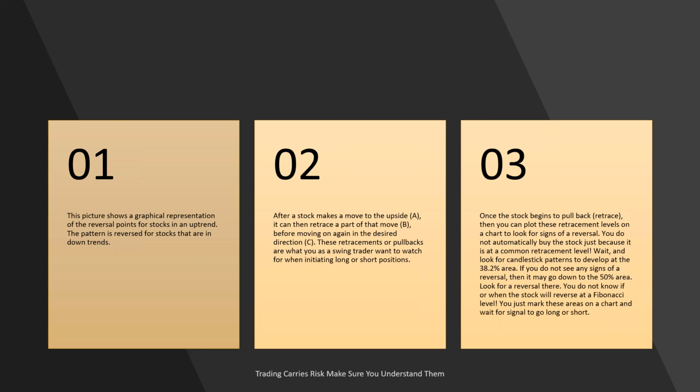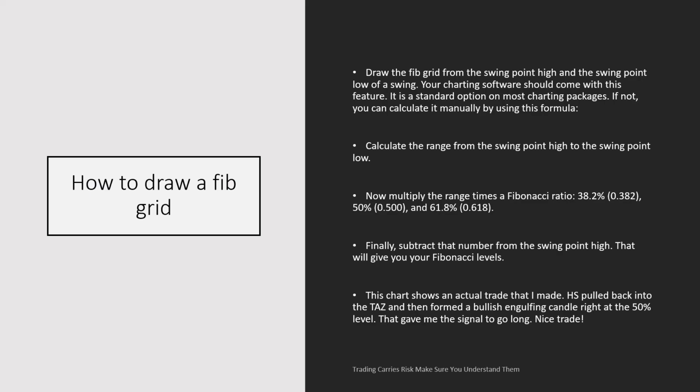Once an asset begins to pull back or retrace, then you want to plot these retracements on a chart to look for signs of reversal. So drawing these on a chart is relatively simple because whether you're using the charts on ETX or using TradingView or anywhere else you go, under indicators, it's going to give you the Fibonacci retracement tool.